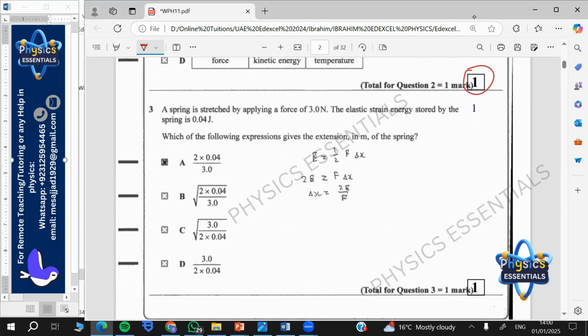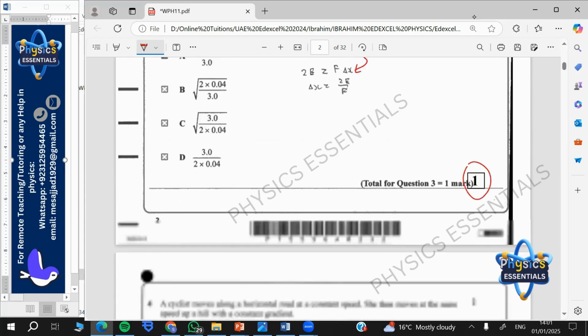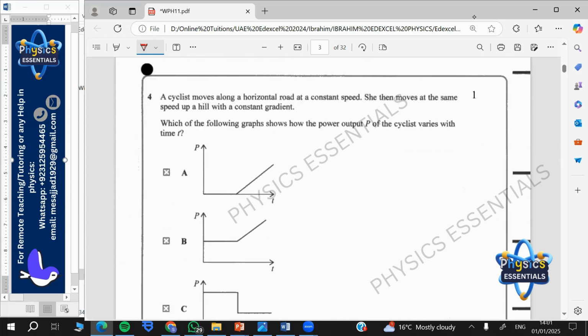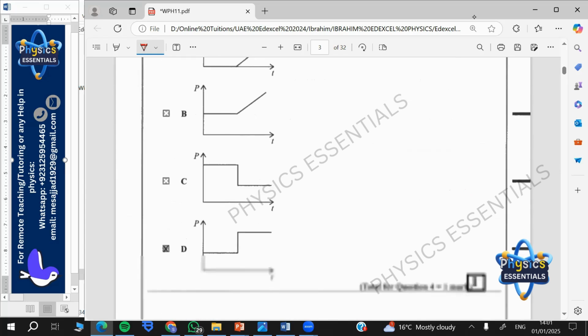Then question number 3 was you got the force, you got the energy, and you have to find out the extension. So extension, he got it very well. Again, he got 1 mark, no problem with that. Then the question was that a body is moving at a constant speed, and then he started to climb on the mountain, or some inclined surface, and they asked for the power time graph. So for that, he got the answers to be correct as well.